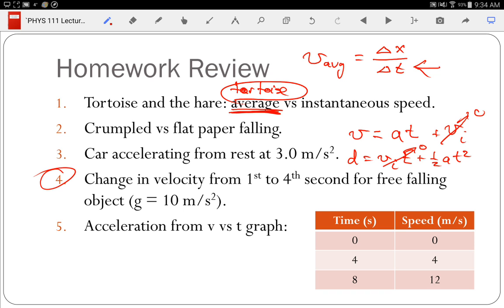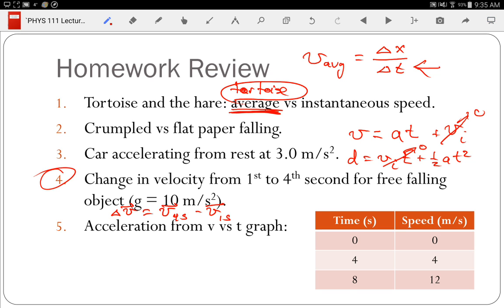This one here, I think there are 2 people who just straight up skipped it. Yeah, that's disappointing because you missed those points. It was just asking for the change in velocity from the first to the 4th second. So change in velocity, better use a vector sign. The velocity at 4 seconds minus the velocity at 1 second.